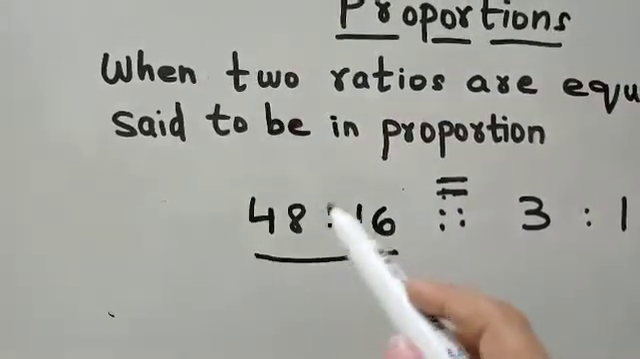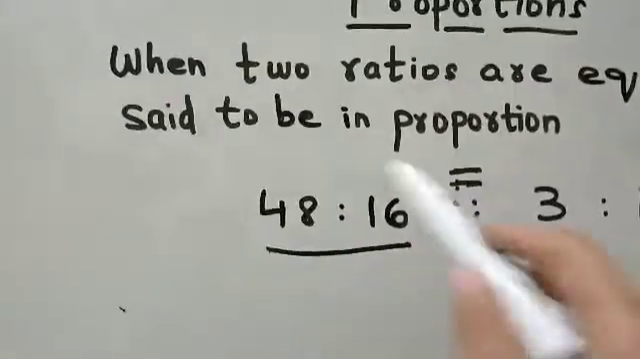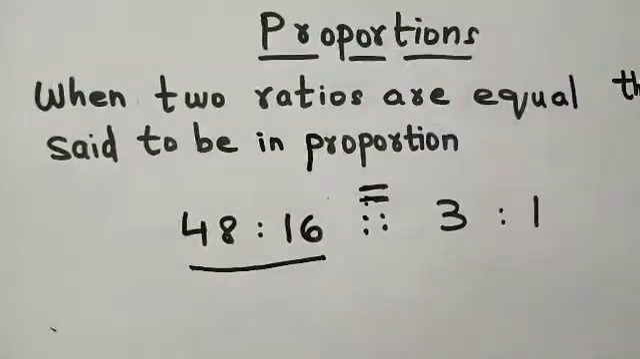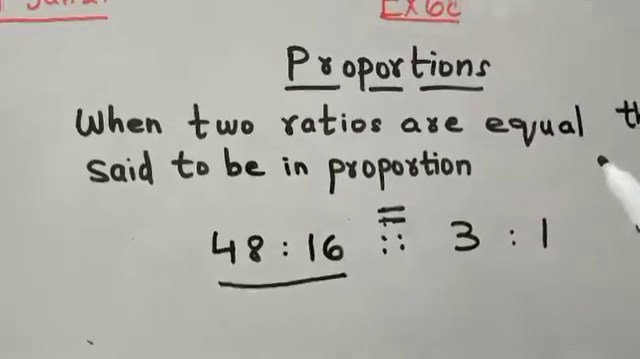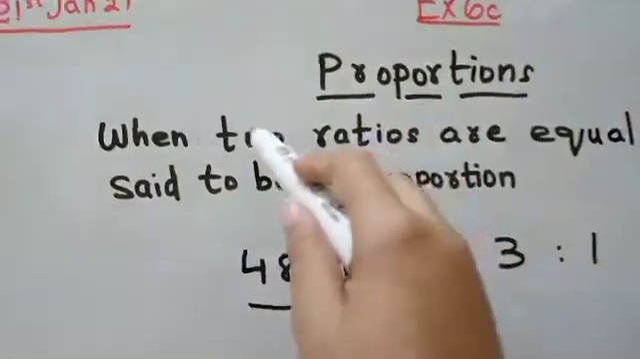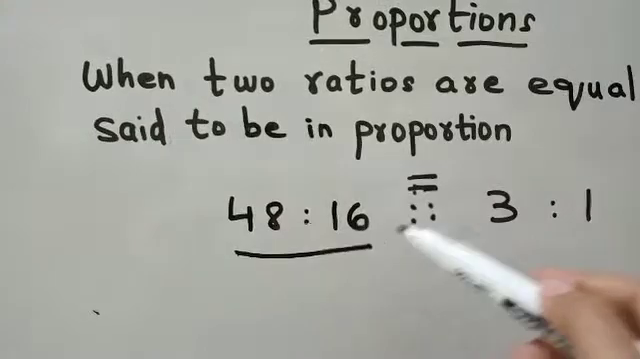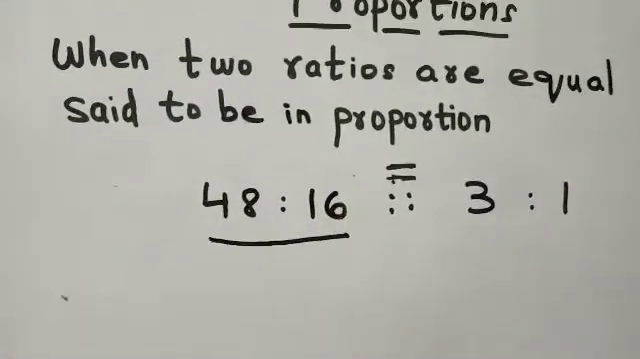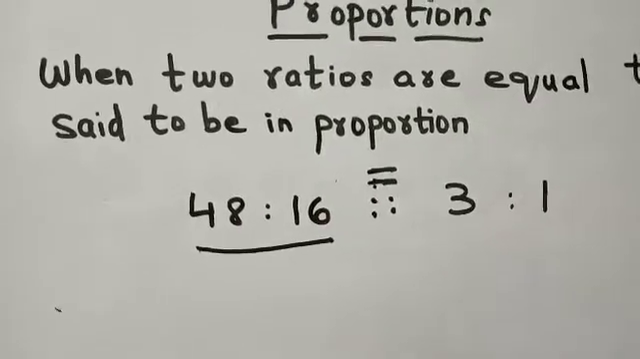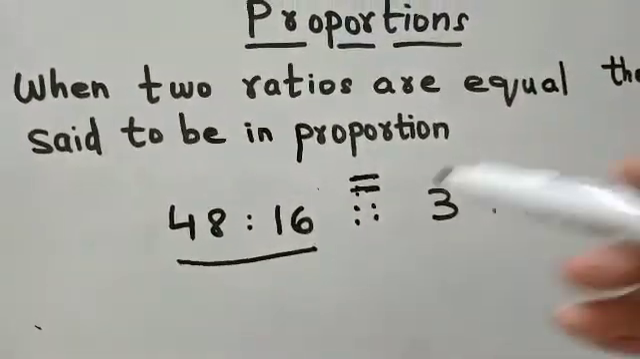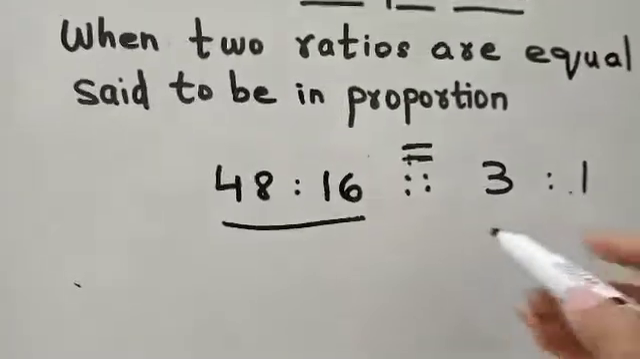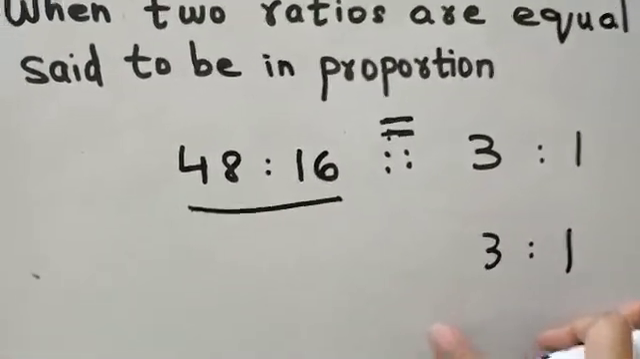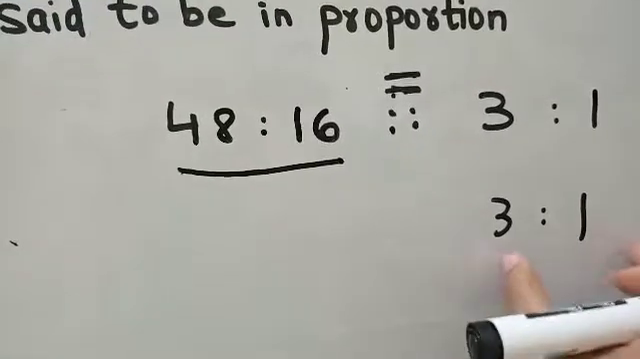So 48:16 is one ratio, then proportion, 3:1 is another ratio. So what is the definition saying? The definition is saying that two ratios, 48:16 and 3:1, are equal. If they are equal, then they are said to be in proportion. So let's look at whether they are equal or not. This is 3:1. It is already simplified. I cannot simplify this further because they do not go in a common table.